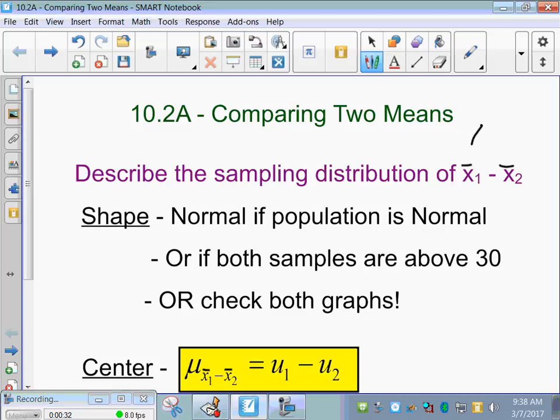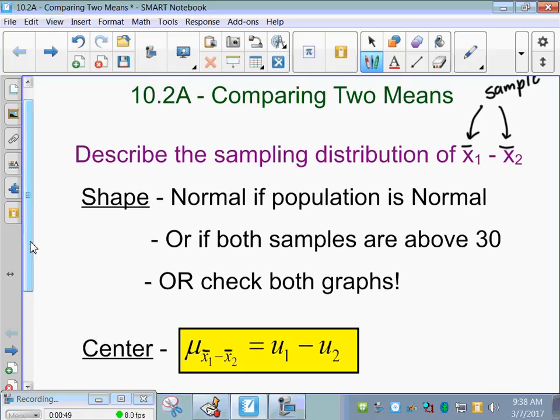So remember these x bars. What do the x bars stand for? Yeah, this is what you got in the sample. So not the true mean, that's what you got in the sample. So we have to check some stuff between the difference.